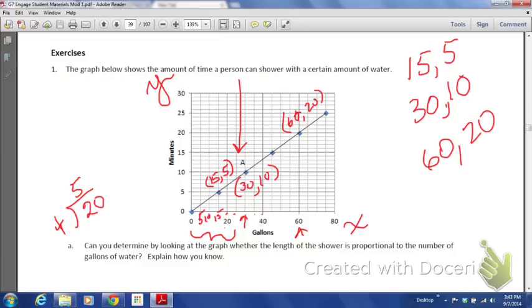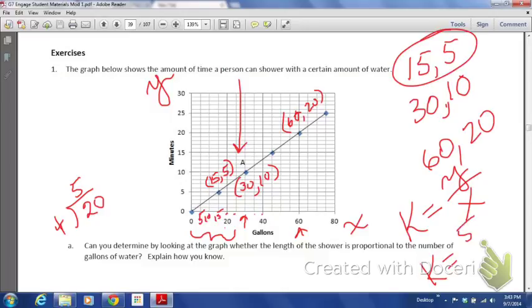If we were going to figure out our unit rate, or our constant of proportionality, K equals Y over X. We could just take one like this, for example. So K equals 5 over 15. We can reduce that, again, be sharp with our fractions, to 1 over 3. So our unit rate, or our constant of proportionality, is equal to 1/3.